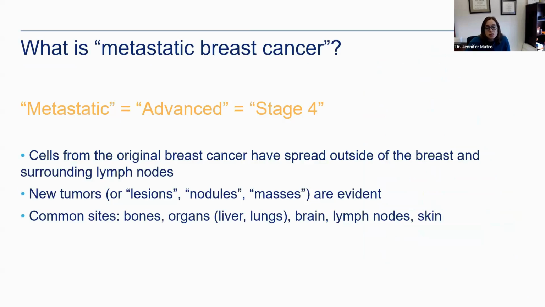So stage 4, this is also called metastatic or advanced. This is when cells from the original cancer in the breast have spread to other parts of the body. So the most common sites are bones, organs like the liver, the lungs, the brain, lymph nodes, and skin.